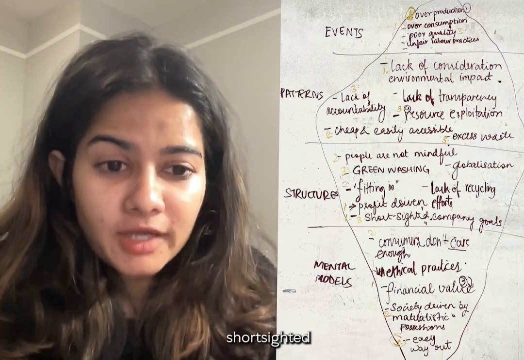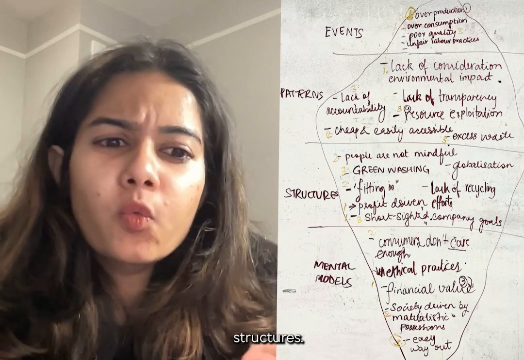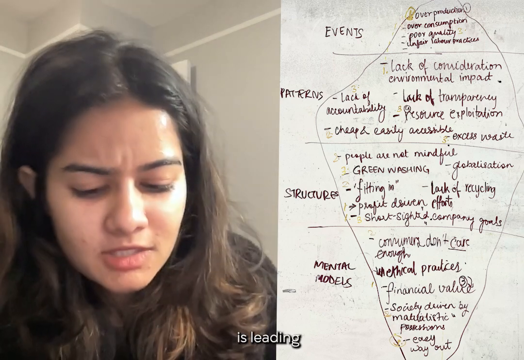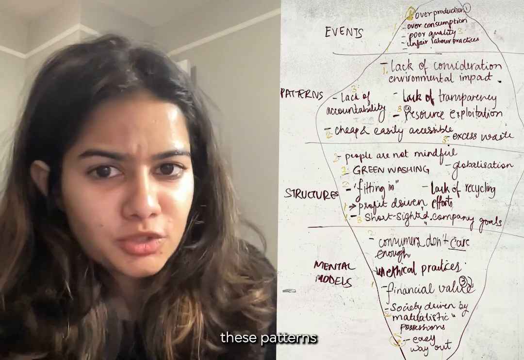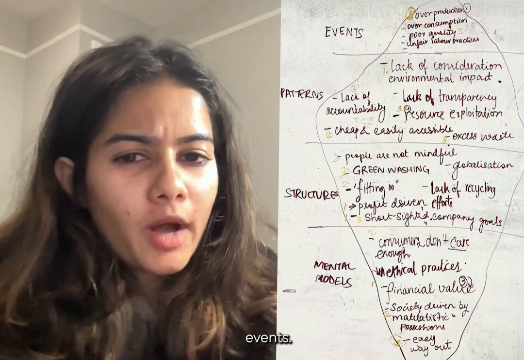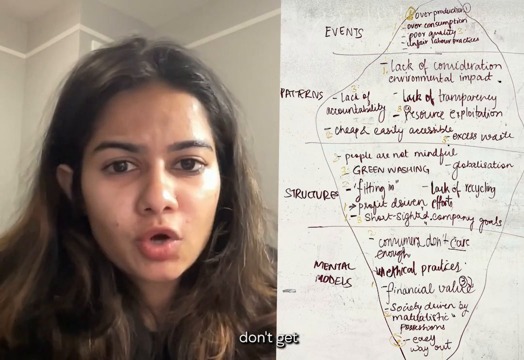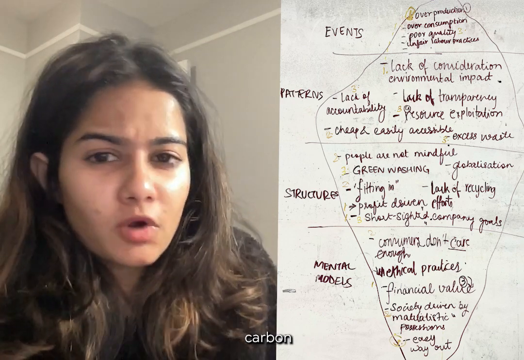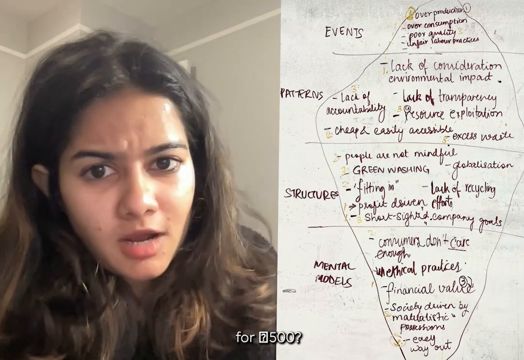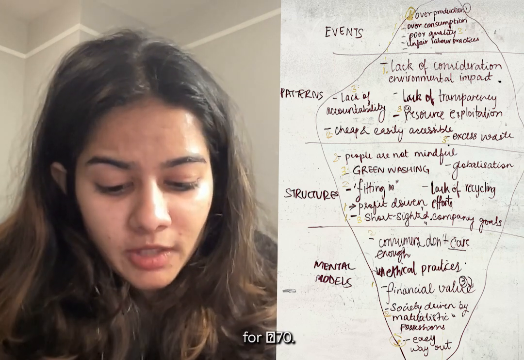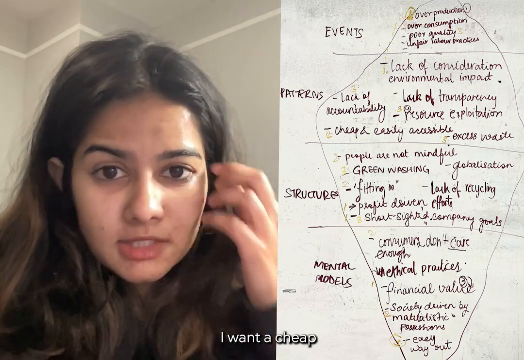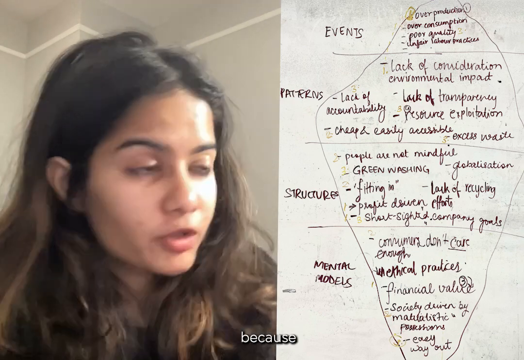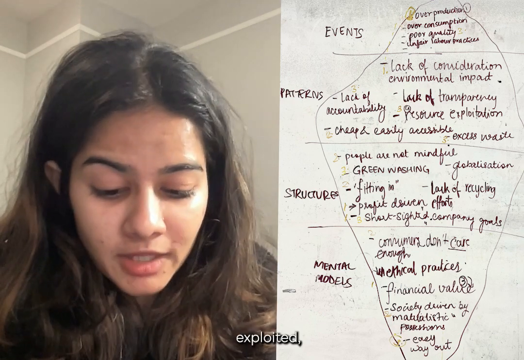And then we go to the final, to the mental models, like what is leading to these structures which are building these patterns and which are leading to these events. Some of them are customers don't care. Customers are like, why will I buy a hand stitched cotton linen shirt for 500 rupees when I can get one on Shein for 70 rupees? Like, I don't care. I want a cheap clothing. There are unethical practices because laborers have been exploited, nature has been exploited. All of that comes under unethical practices.